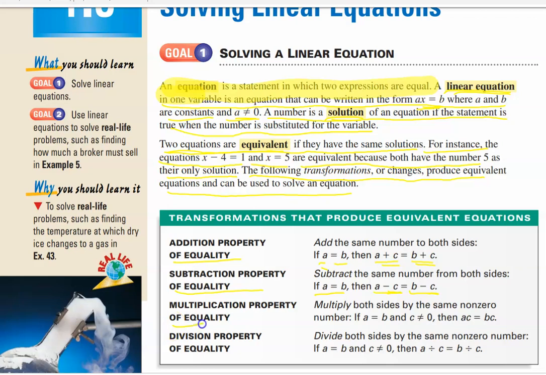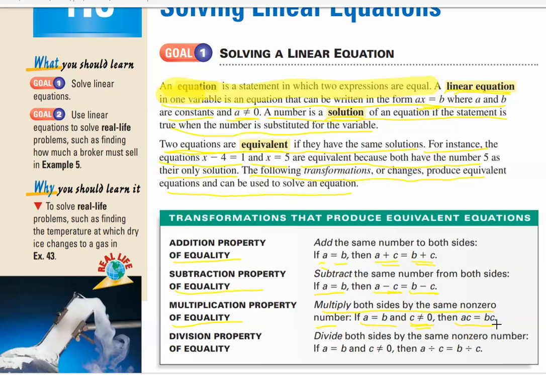There's a multiplication property of equality. Basically, you can multiply both sides by the same non-zero number. Non-zero being a number that's not 0. If a equals b and c is not equal to 0, then a times c equals b times c. Always. So that's always true.